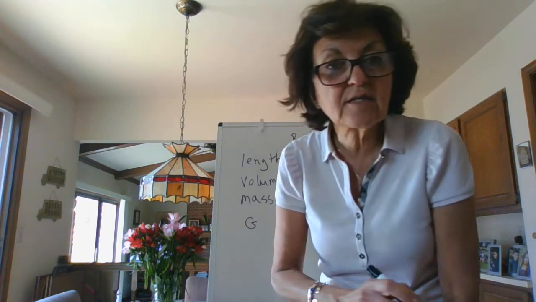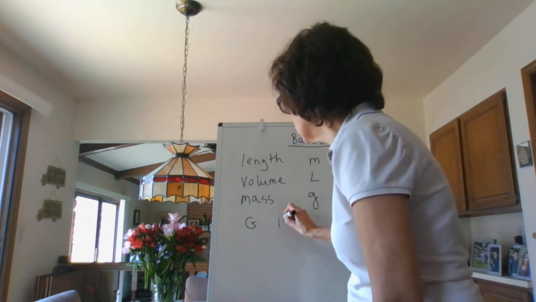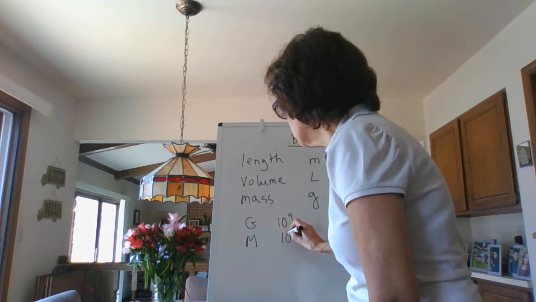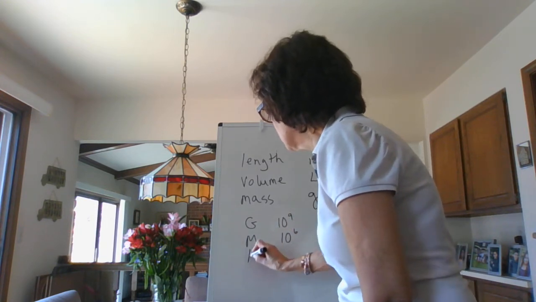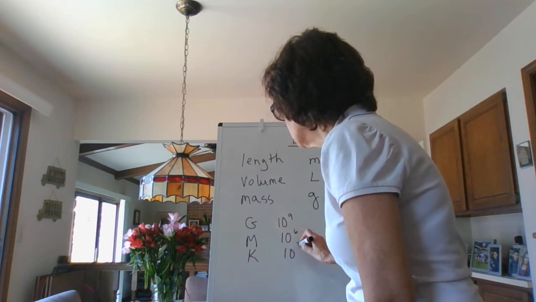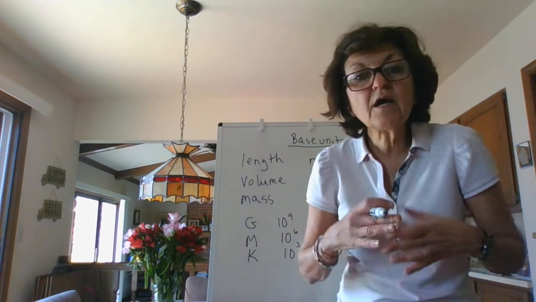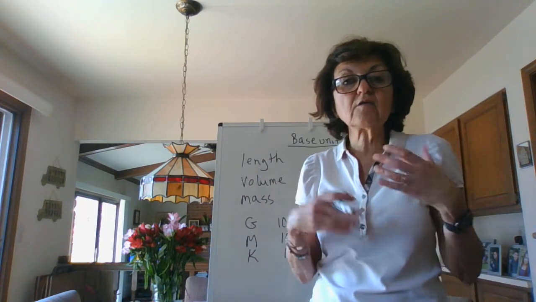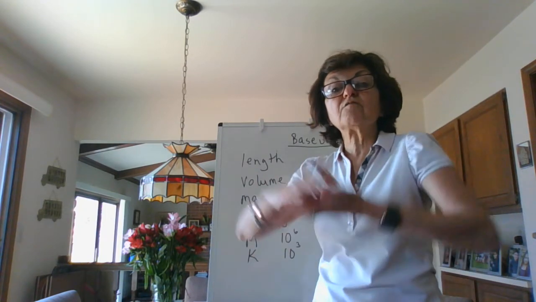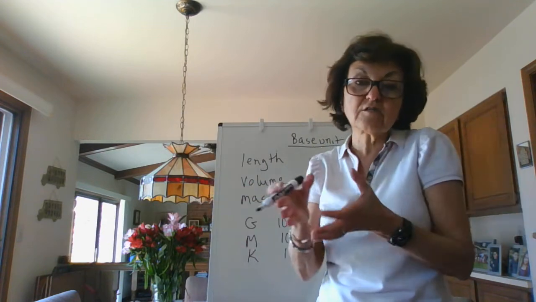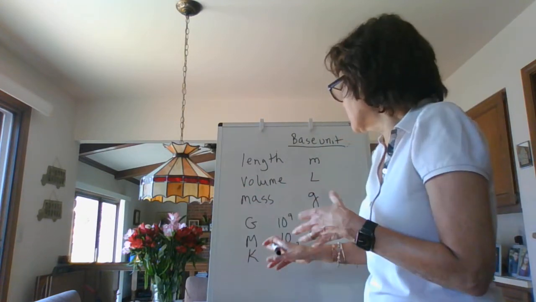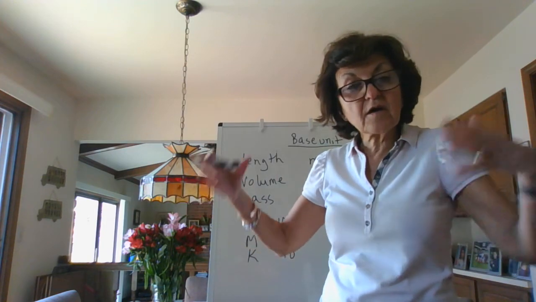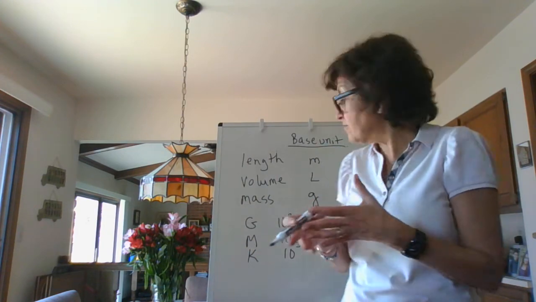Capital G is giga, that's 10 to the 9. Capital M is mega, 10 to the 6. K is kilo, 10 to the 3. So these three make this bigger. So if we're talking about a kilometer, that is a larger distance than just a meter. If we're talking about a megaliter, it's much bigger than just a liter, all right?